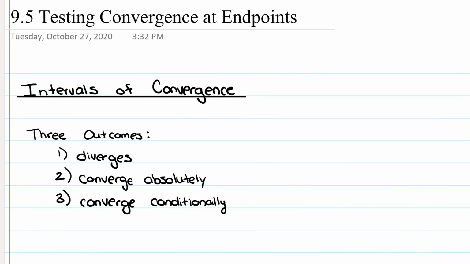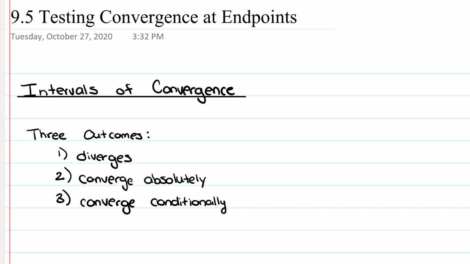9.5 example 6. Before we dive into example 6, I want to talk about the intervals of convergence. This whole section is called testing convergence at endpoints, and now we've learned every test that we can use. So now we can talk about how to determine if the interval will include the endpoints or not.